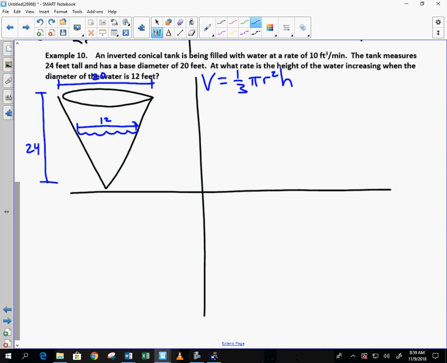Good. You got to think very, very closely to what I'm asking you. Is the volume of the cone changing? Is the volume of the water changing? Does the height of the cone change? Does the height of the water change? Does the radius of the cone change? Does the radius of the water change?